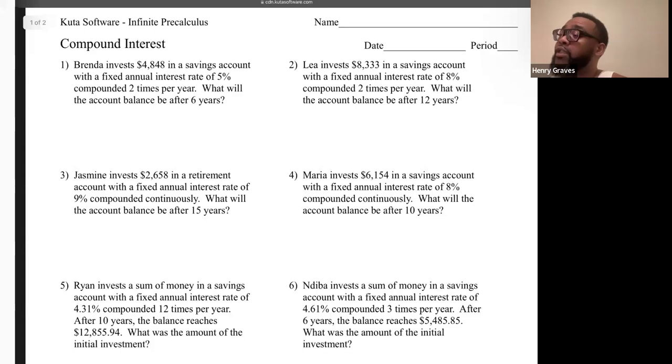This one is about compound interest. This is for those of us especially who like to take money and grow our money. So if you like to invest, this is really, really good stuff.